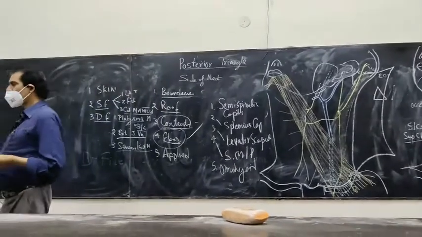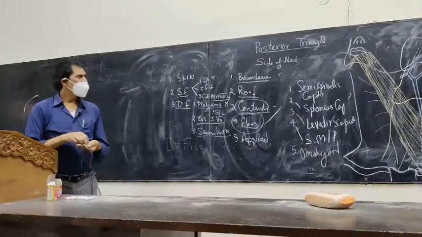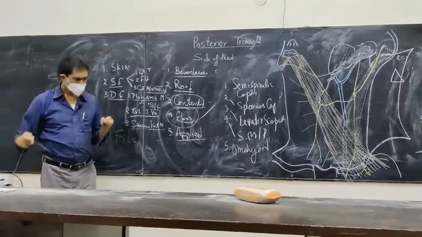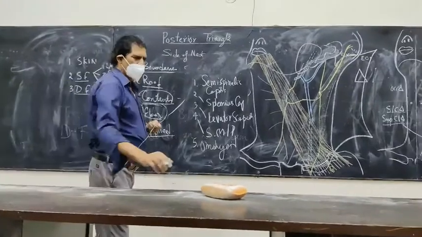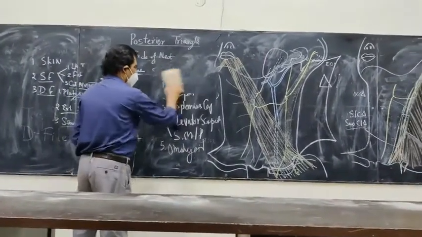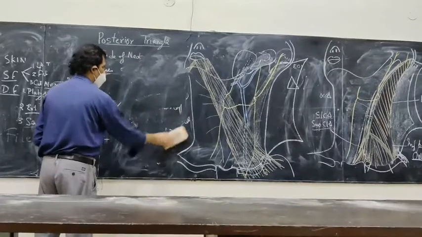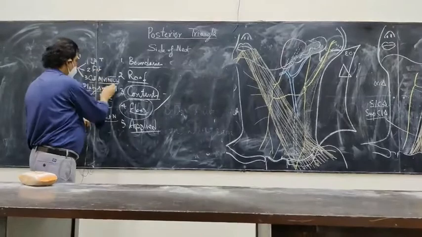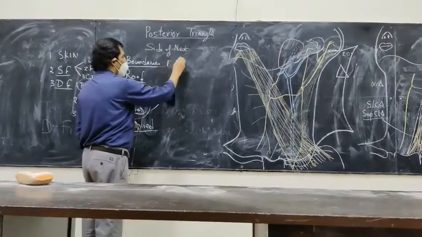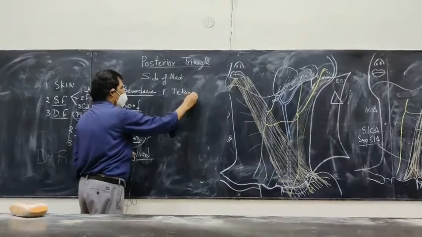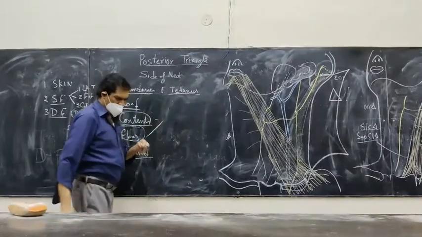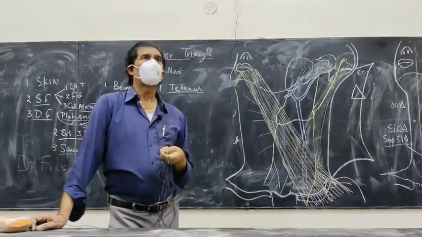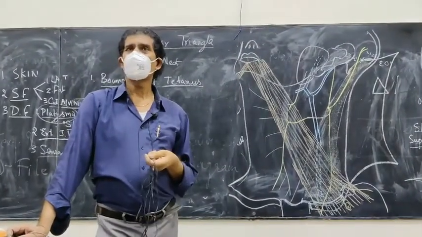Now last part comes is the applied anatomy of the posterior triangle. So applied is related to the various contents. First applied is of the platysma, tetanus. Now we all know the tetanus is the disease of toxin released by Clostridium cell.